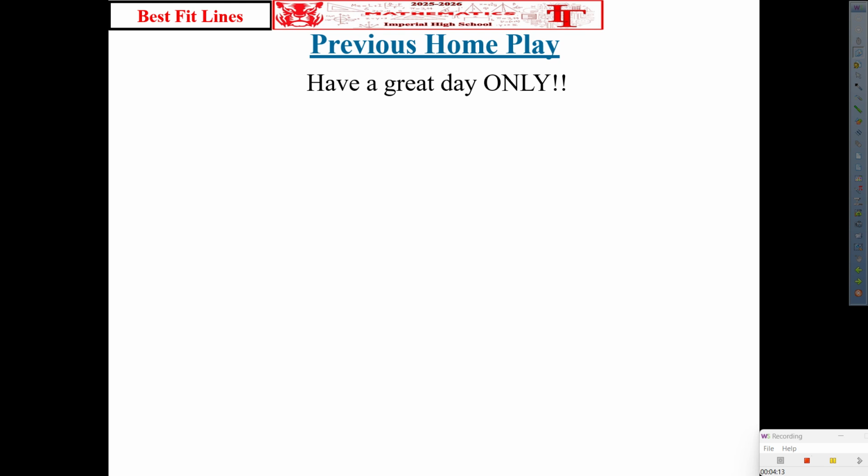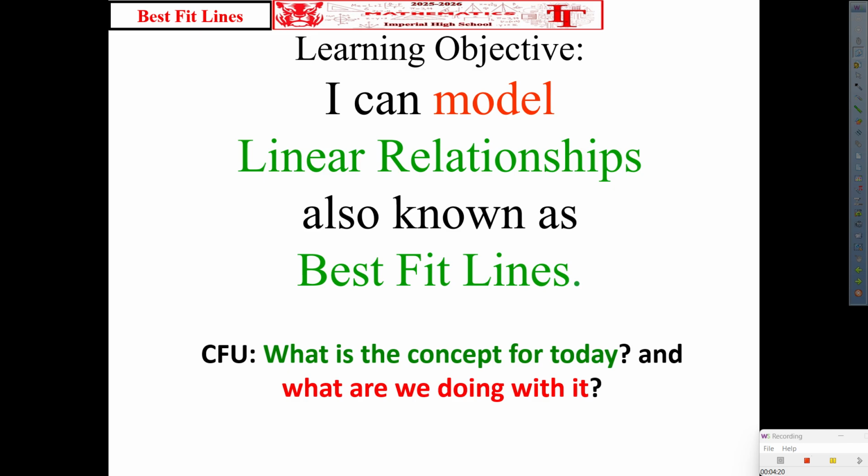Right? All right. Get a Cornell note ready. There's your objective. Let's read. Well, I'm going to read the objective. I can model linear relationships, also known as best fit lines. That goes at the bottom left of your Cornell note.